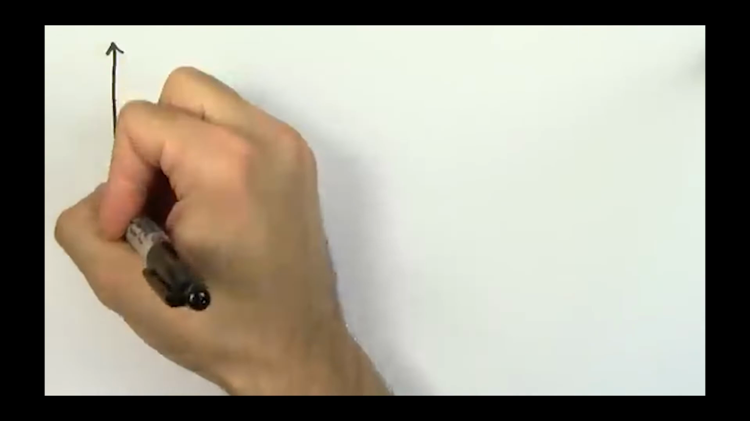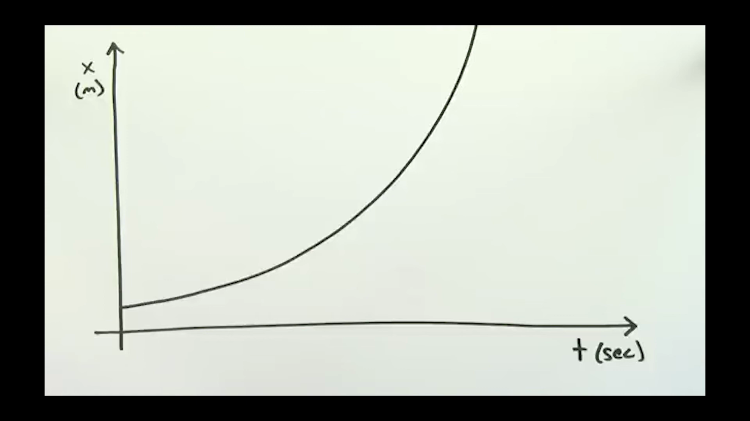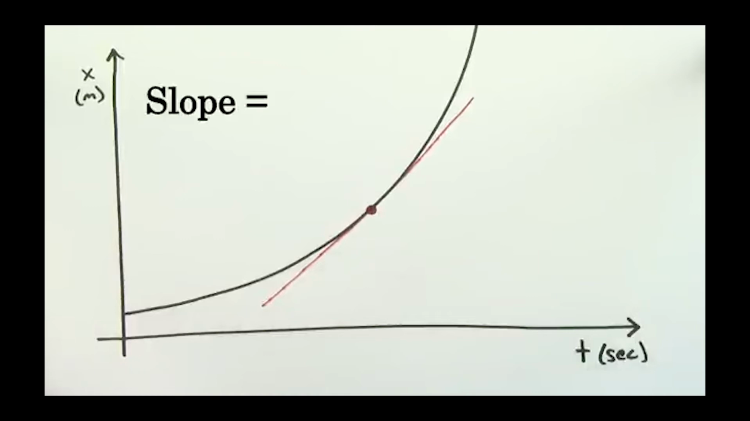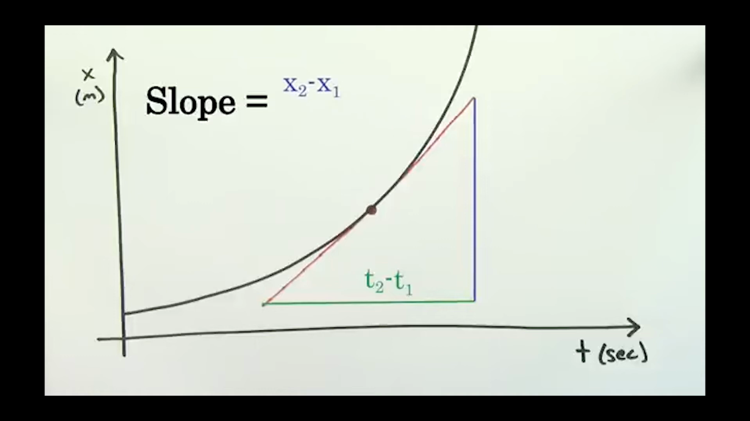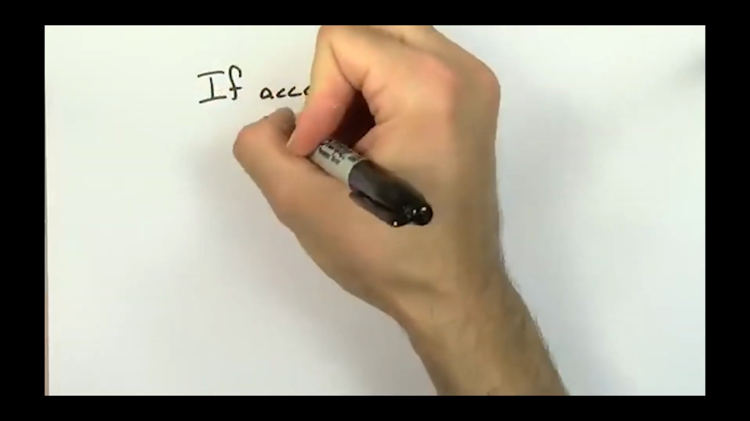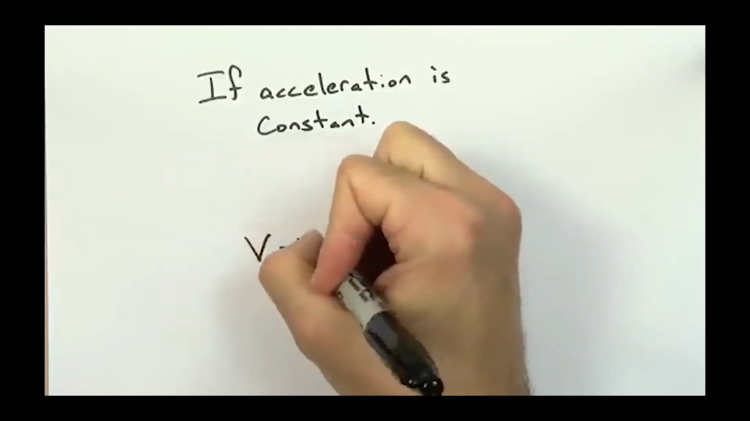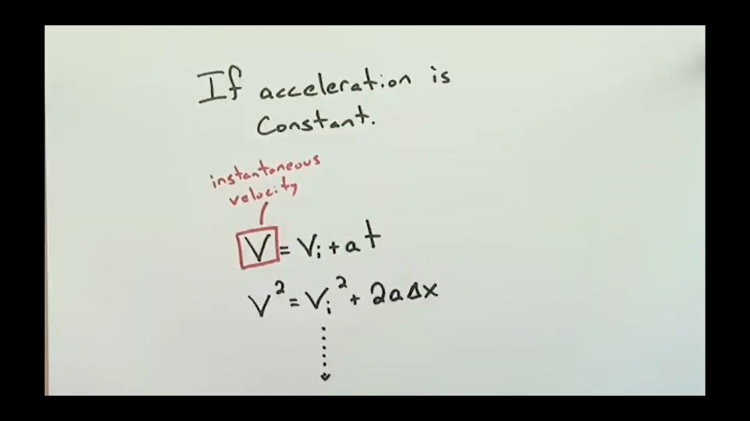If your velocity is changing, one way you can find the instantaneous velocity is by looking at the motion on an x versus t graph. The slope at any particular point on this position versus time graph is going to equal the instantaneous velocity at that point in time, because the slope is going to give the instantaneous rate at which x is changing with respect to time. A third way to find the instantaneous velocity is for another special case where the acceleration is constant. If the acceleration is constant, you can use the kinematic formulas to find the instantaneous velocity v at any time t.